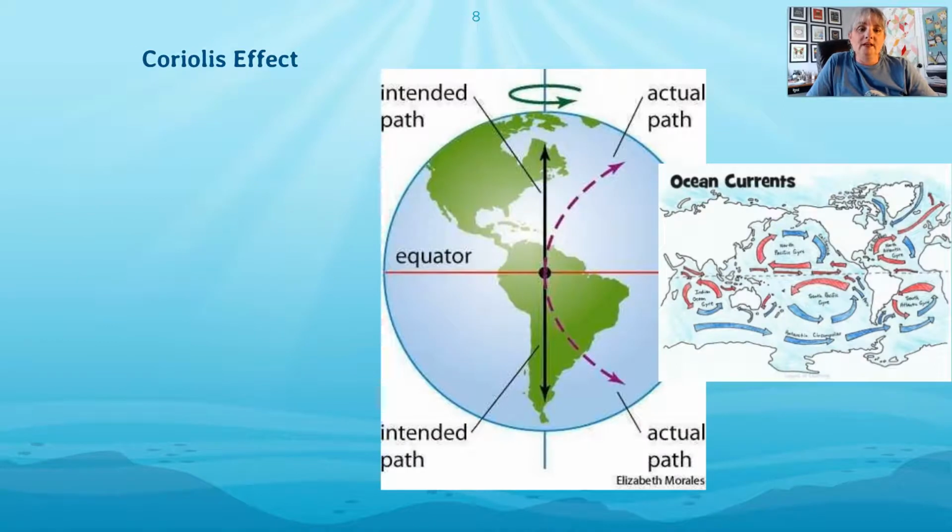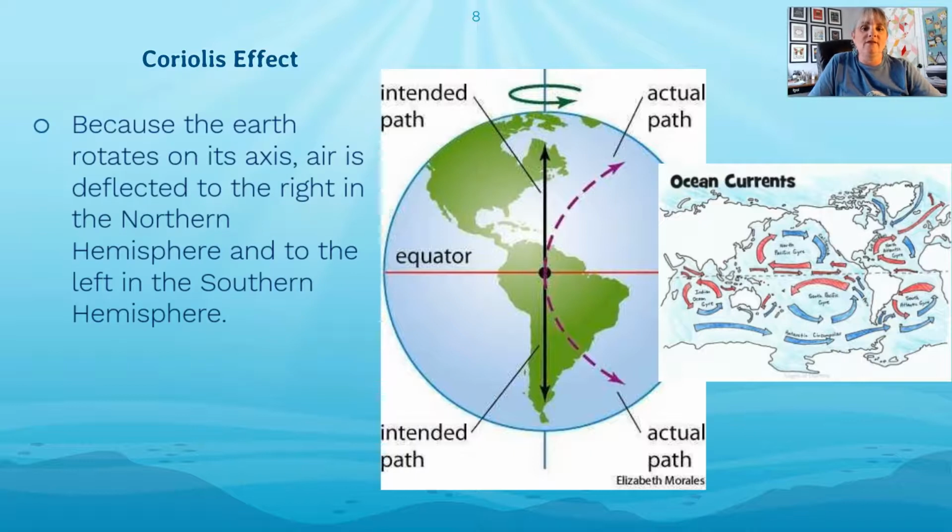All right, the next thing we want to talk about is called the Coriolis effect. And the Coriolis effect is that the Earth is spinning on its axis, so it's turning around. And if we had wind that wanted to move upwards, because the Earth is spinning, it's going to deflect that wind or air to the right in the northern hemisphere and to the left in the southern hemisphere.